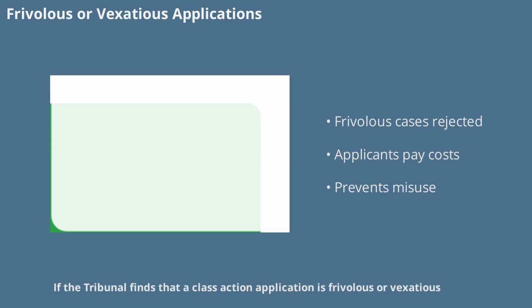If the tribunal finds that a class action application is frivolous or vexatious, it can reject the application and order the applicant to pay costs up to 1 lakh rupees to the opposite party. This discourages misuse of the class action process and ensures only serious cases are pursued.